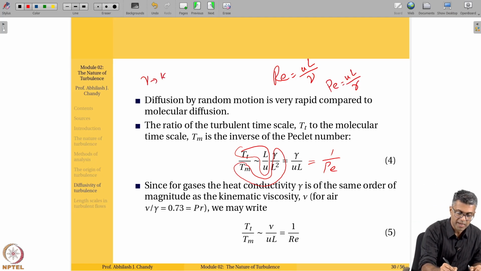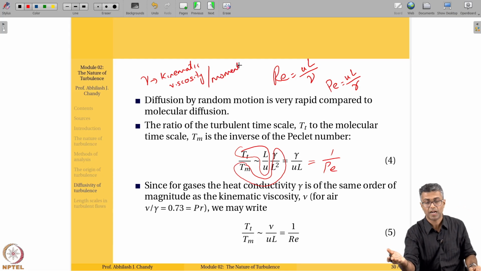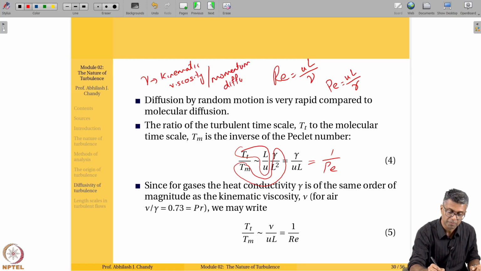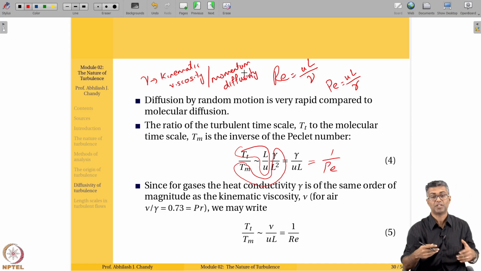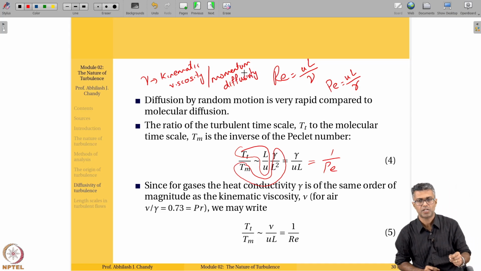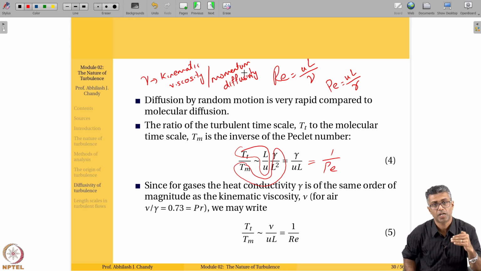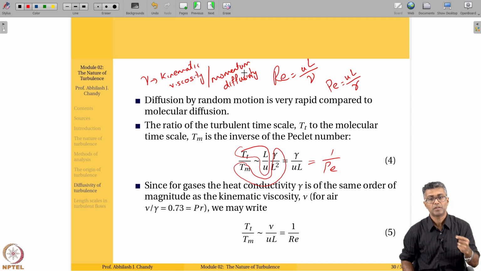Nu is kinematic viscosity, or another way to call it, since we are calling gamma thermal diffusivity, this one would be momentum diffusivity. Just as long as we are naming them in terms of diffusivity, I want to stay consistent here and call nu momentum diffusivity. So this ratio of the turbulent time scale to the molecular time scale becomes the inverse of the Peclet number.